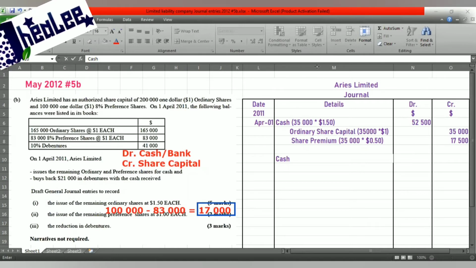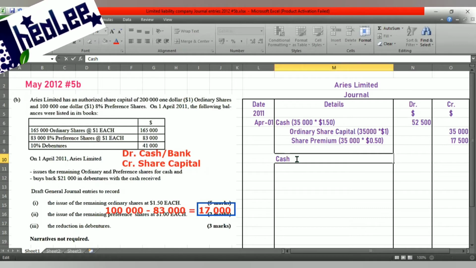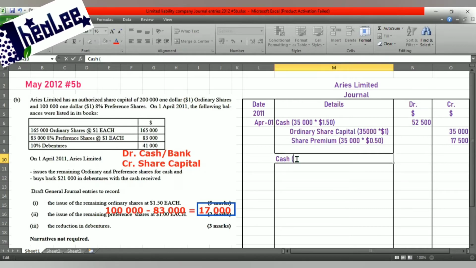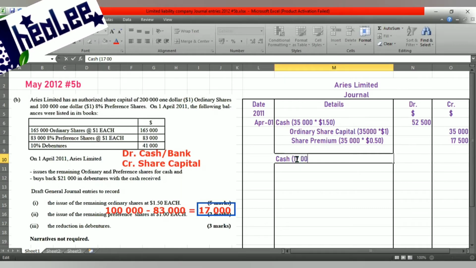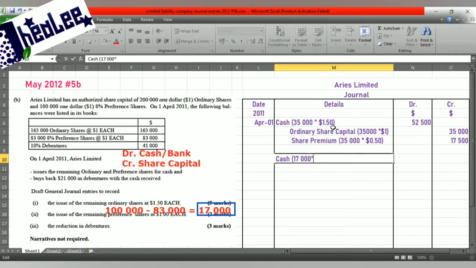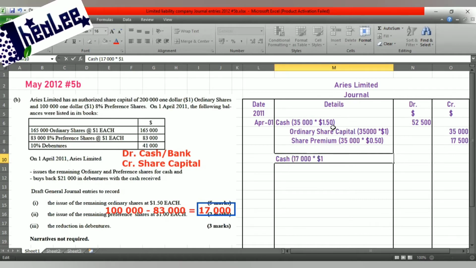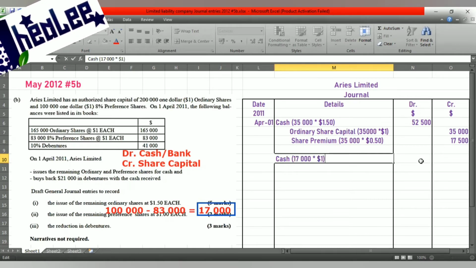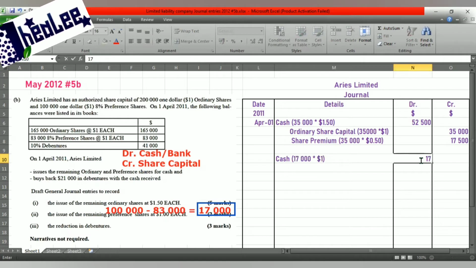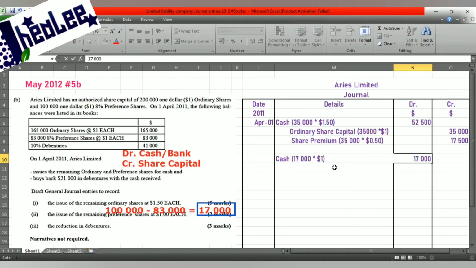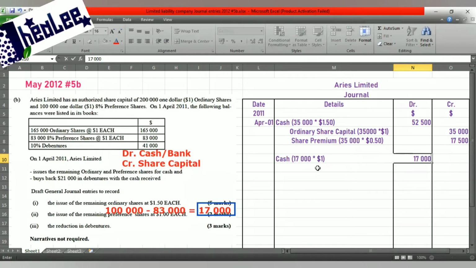So we're going to make a record of that in our general journal. The value of cash received is the number of shares that were sold, which is 17,000 times the rate of $1 each. And that gives us a value of 17,000. So we're seeing where the business generated $17,000 from the issue of preference shares.